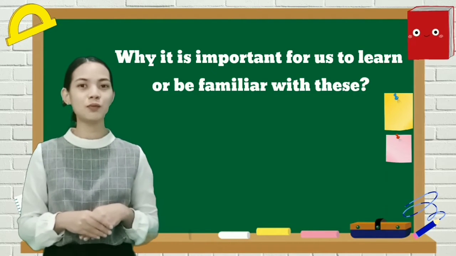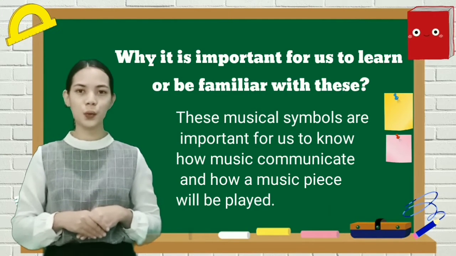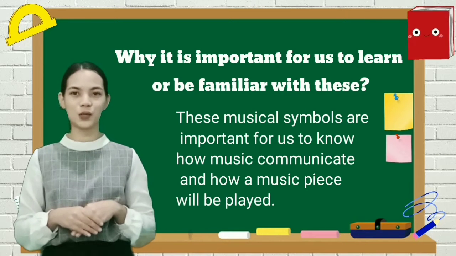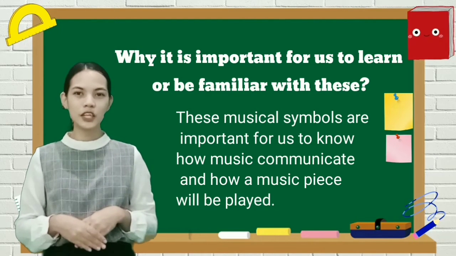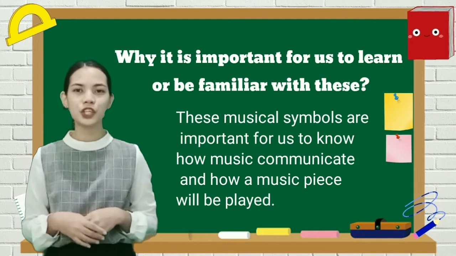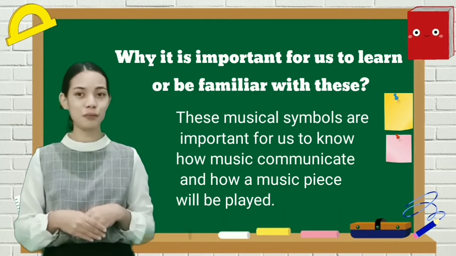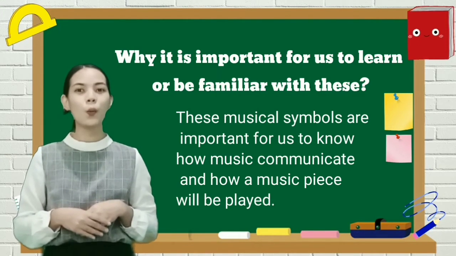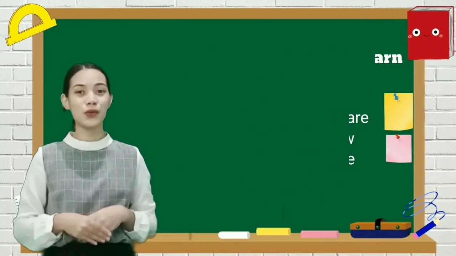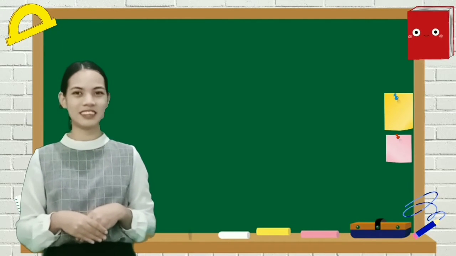Very good. So these musical symbols are important because it is for us to know how the music communicates and how a piece of music will be. So, if you want to know and understand music better, you should learn the different music symbols. And through this, you can interpret or read beyond the lines what the song or any musical piece means. So, do you have any questions? Okay, very good.